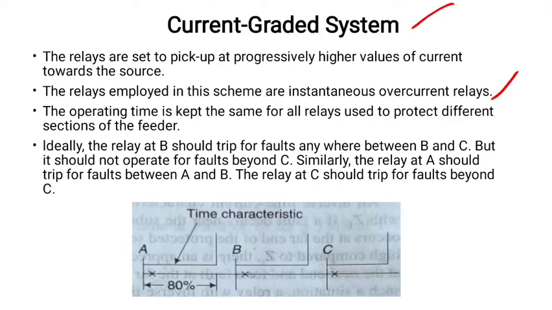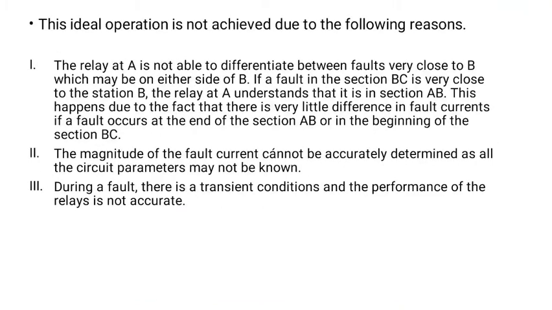Ideally, the relay at B should trip for a fault anywhere between B and C, but it should not operate for the faults beyond C. Similarly, the relay at A should trip for the faults between A and B. The relay at C should not trip for the faults beyond C. This ideal operation is not achieved due to the following reasons.